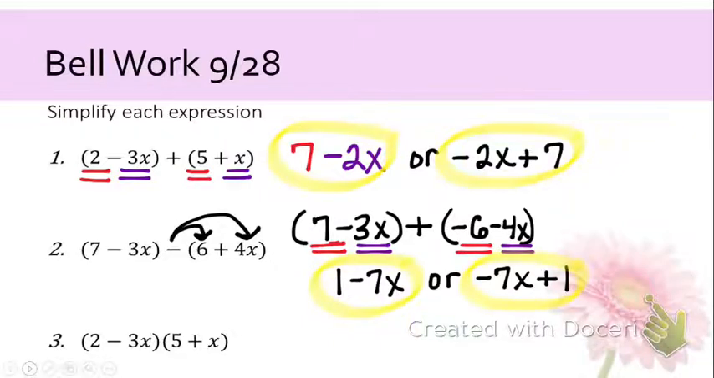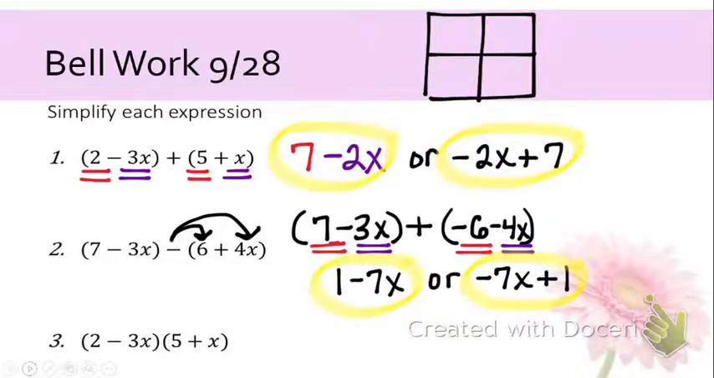All right, now the last one, number 3, is not addition or subtraction, it's multiplication. And how do I know it's multiplication? Because you see how it doesn't have any operation in between? So that's multiplication. So for number 3, we're actually going to make a box. And I'm going to do it at the top of the screen so everyone can see it. Make your box. And let's multiply 2 minus 3x. Let me make that a little smaller. Hold on.